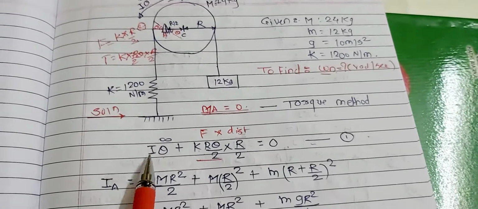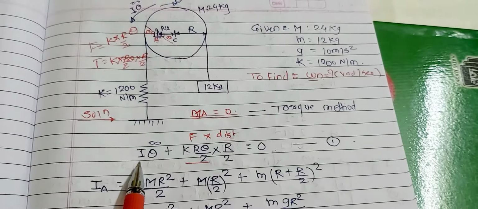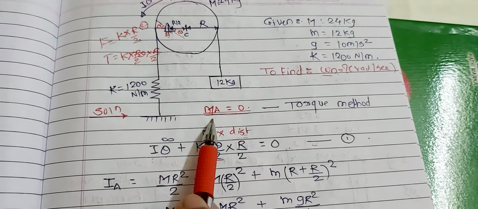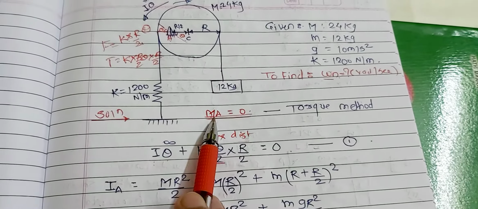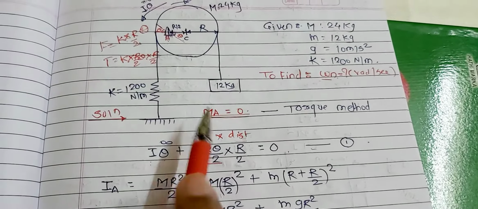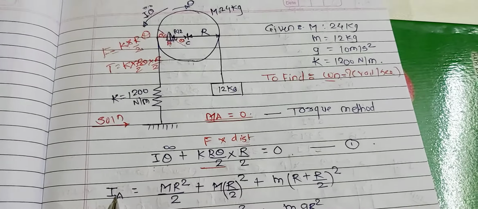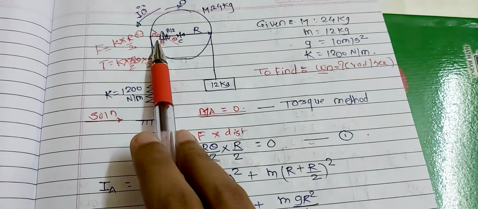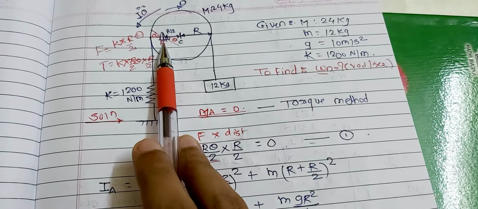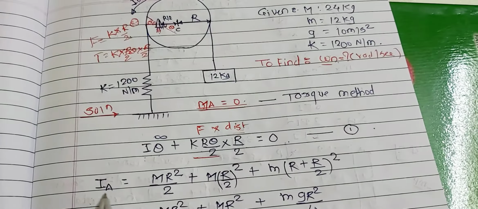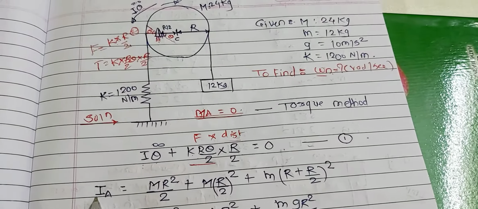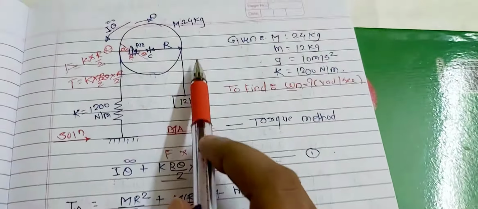We have to find out the mass moment of inertia, and we have to take it about the hinge point, where the moment we have taken is equal to 0. At this point we have to find the mass moment of inertia. So there are two masses given.